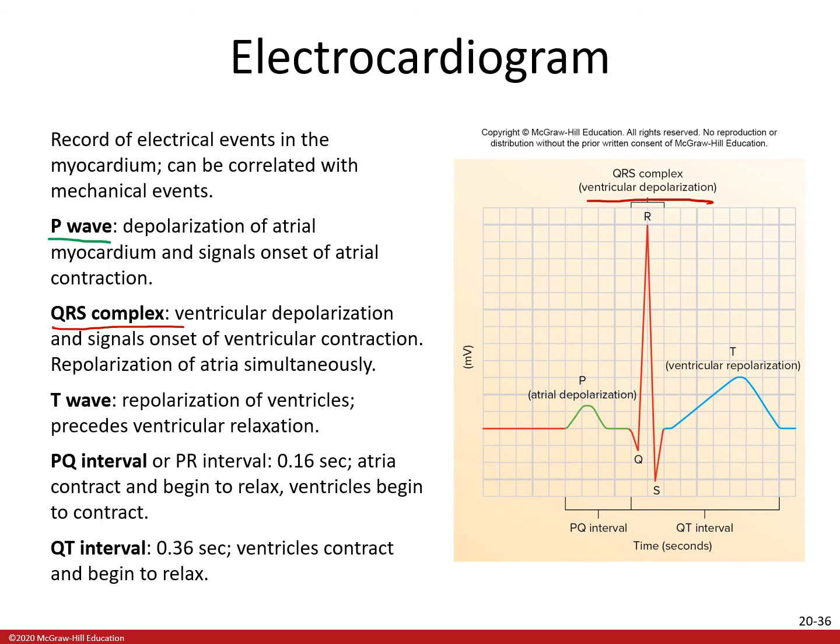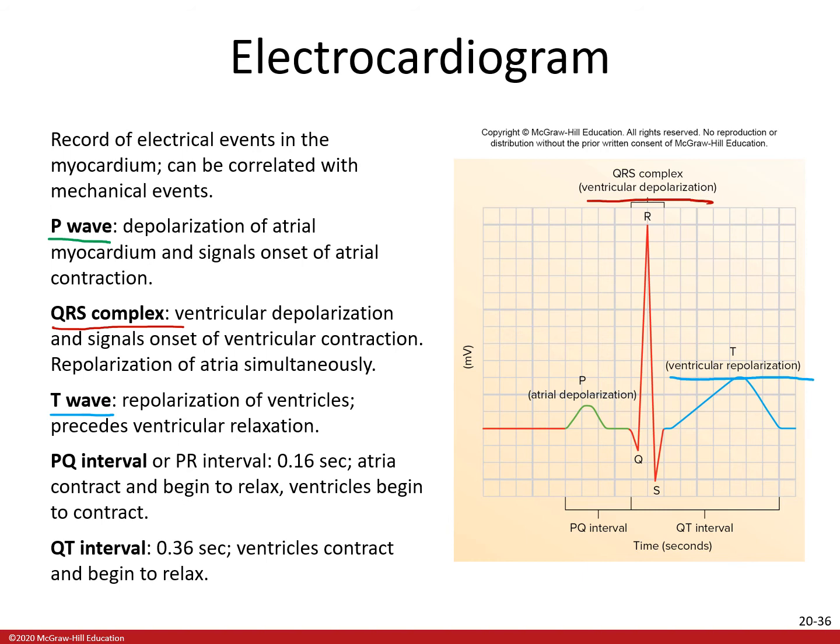Next we have the T wave. The T wave is going to be this longer, not quite a blip, kind of a little bit of a foothill, if you will. And this is going to be the repolarization of the ventricles that is going to precede ventricular relaxation. And then again, in parentheses, it does tell you that there.